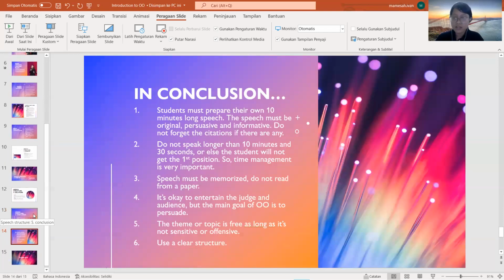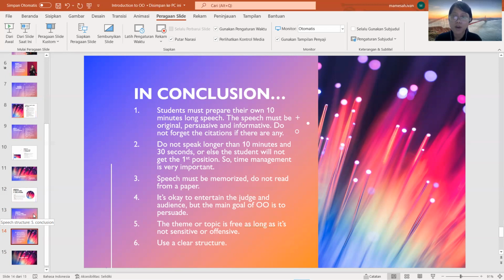So in conclusion, one, students must prepare their own 10 minutes long speech. The speech must be original, persuasive, and informative. Do not forget the citations if there are any. Second of all, do not speak longer than 10 minutes and 30 seconds, or else the student will not get the first decision. So time management is very, very important. Third, speech must be memorized.